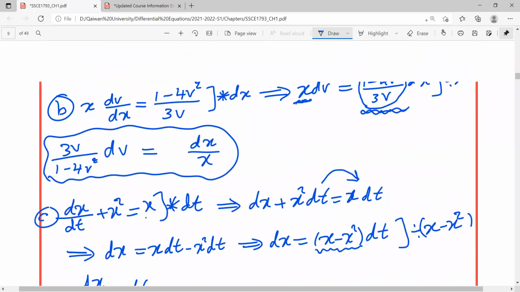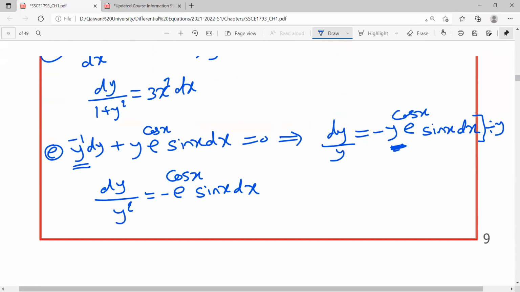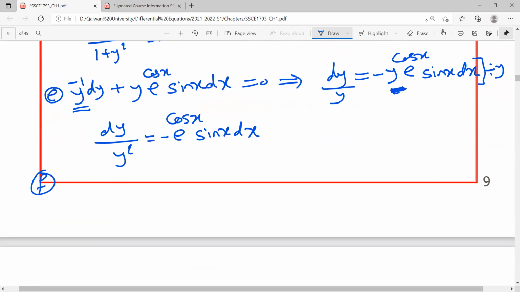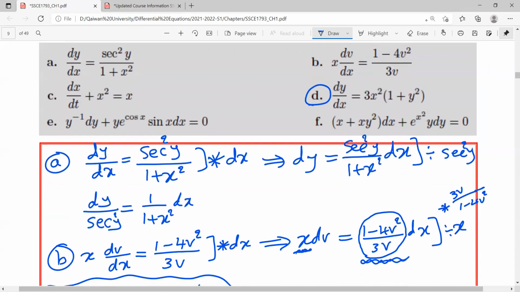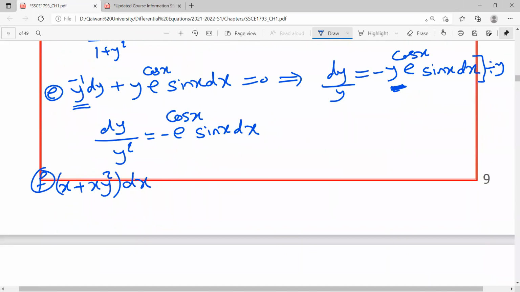And for the last one, we have x plus xy squared dx, plus e to the power x squared y dy. Now we have dx and dy on one side of the equality. We have no dy by dx. That's why we don't multiply both sides by dx.